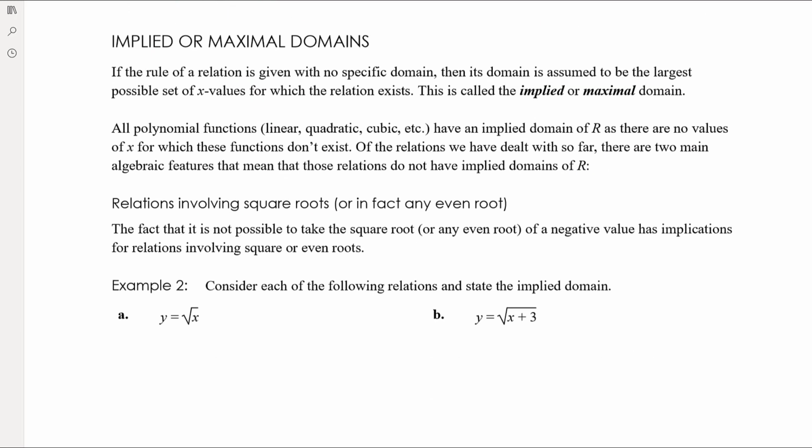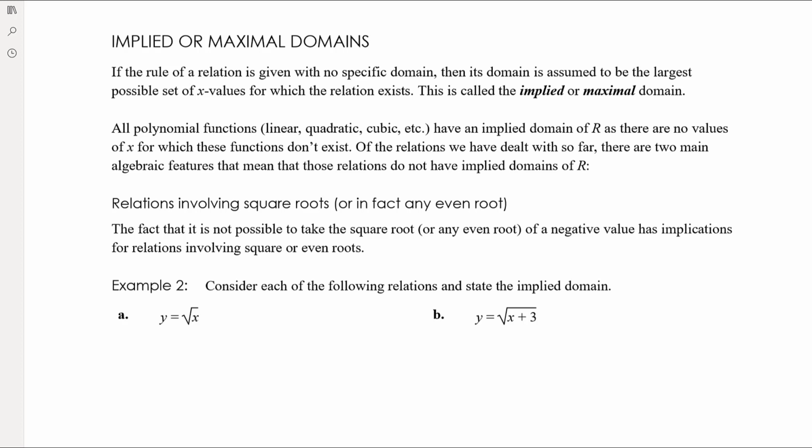Okay, then we want to talk about the idea of an implied or a maximal domain, and we've touched on this a little bit before now. So if the rule of a relation is given with no specific domain, or a function with no specific domain, then its domain is assumed to be the largest possible set of x values for which that relation or function exists, and we call that the implied or the maximal domain.